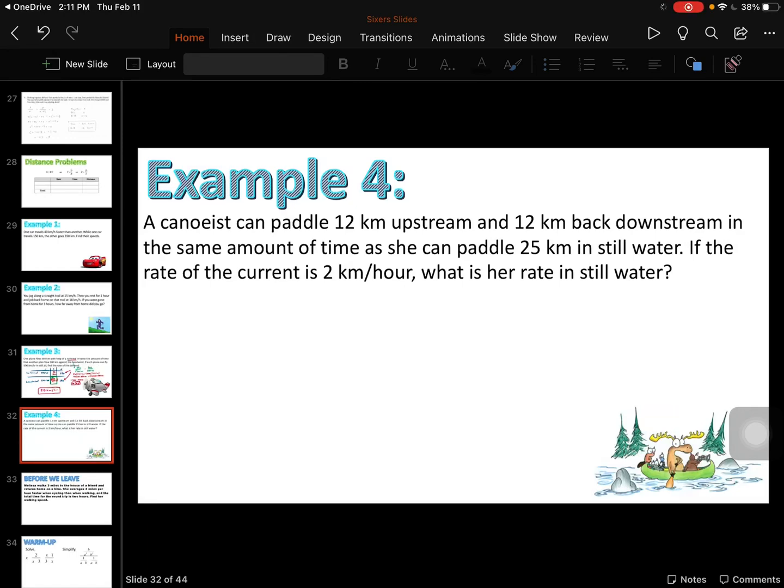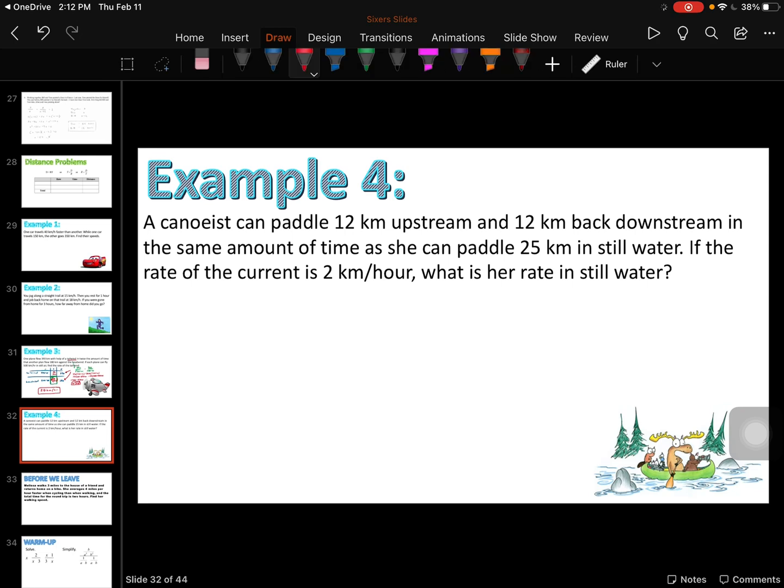Similarly to the last question with the headwind and the tailwind helping us out, we also want to talk about current. So this says a canoe can paddle 12 kilometers upstream and 12 kilometers back downstream in the same amount of time that she can paddle 25 kilometers in still water. If the rate of the current is 2 kilometers per hour, what is the rate in still water?